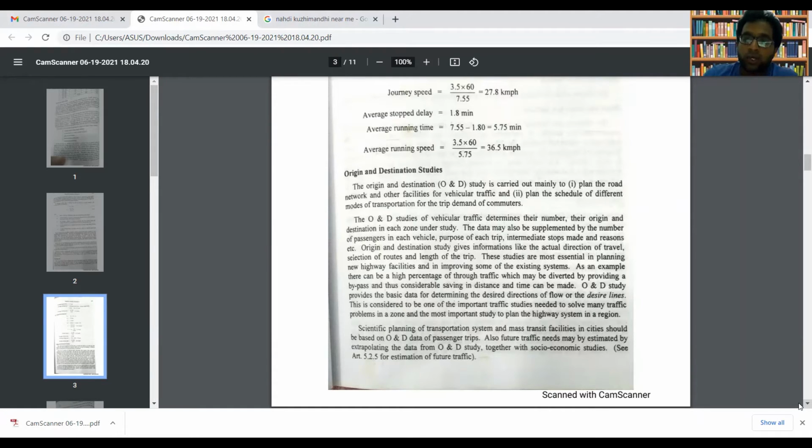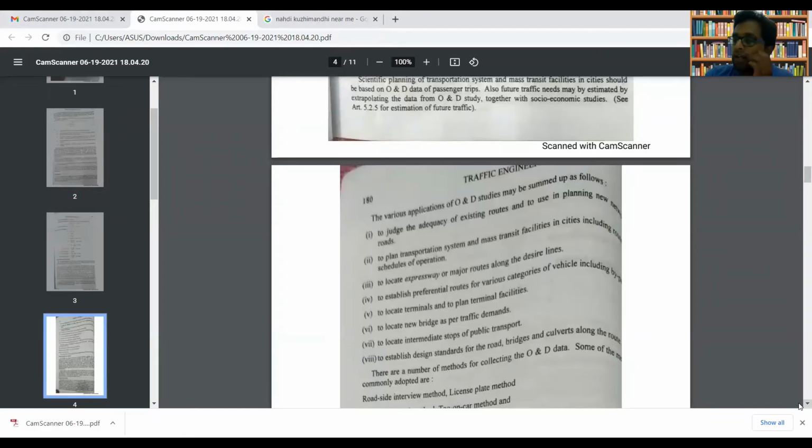Now, for planning new highway facilities and also for the improvement of the existing facilities, these origin and destination studies are highly important. Okay, so let us see about the different applications of origin and destination studies. First application is if you have some existing routes, what is the adequacy of that existing route, whether you will have to propose a new route or this existing route is enough. So to judge the adequacy of existing routes, and also for the planning of new routes.